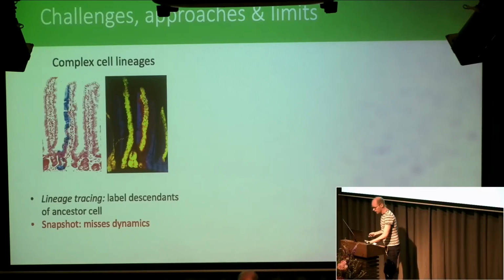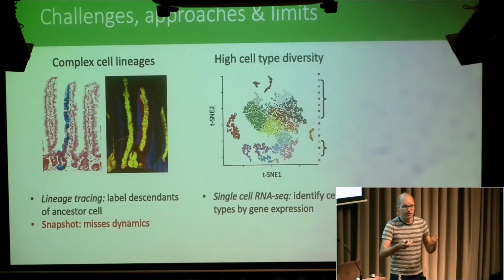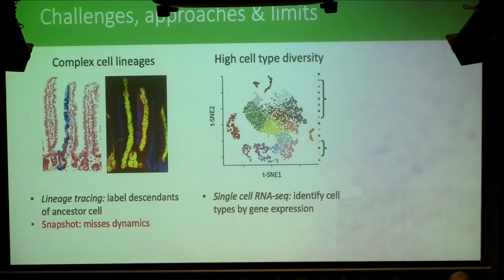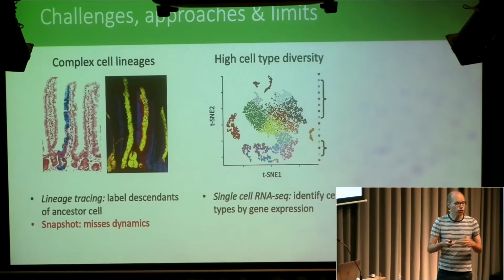The other challenge is the relatively large number of cell types that you have to consider all at the same time. So in the intestine, the number of cell types is at least 7, although you can arrive at a higher number depending on how you lump or split. And the current state of the art here is to do single-cell RNA sequencing.